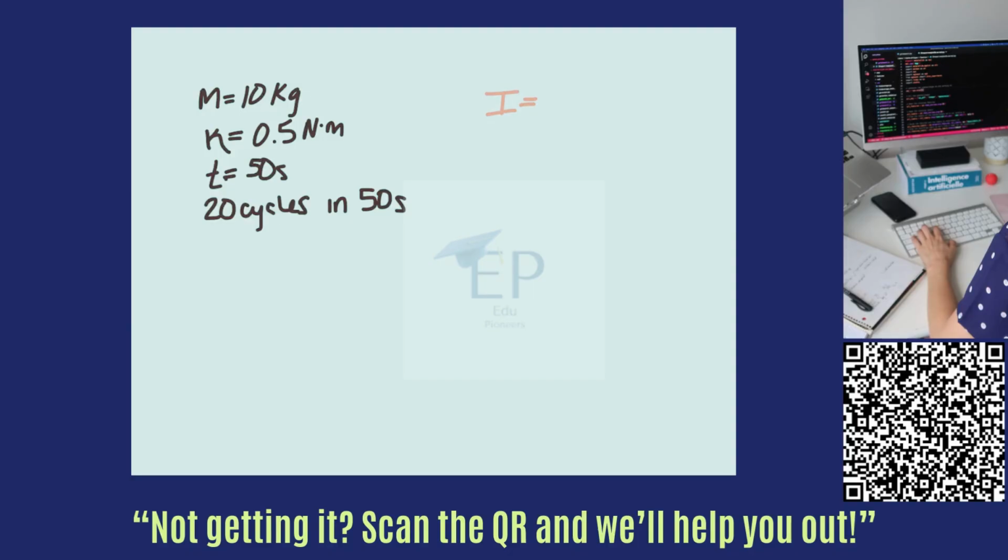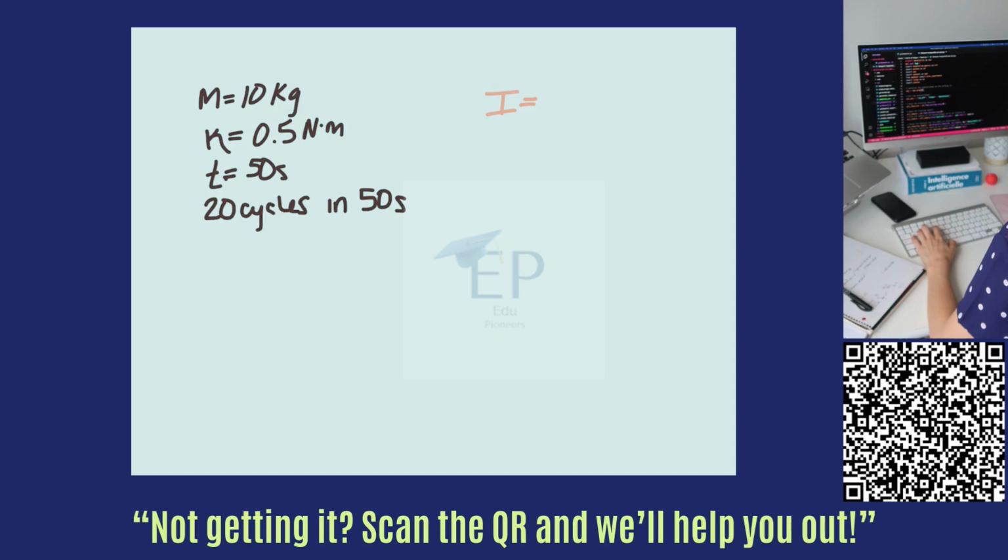This problem is asking us to find the rotational inertia about an axis through the center of mass of an oddly shaped 10 kilogram object that's supported by a wire. The wire has a torsion constant of 0.5 newton meters, and the pendulum oscillates through 20 cycles over the course of 50 seconds, and we're trying to find that rotational inertia.